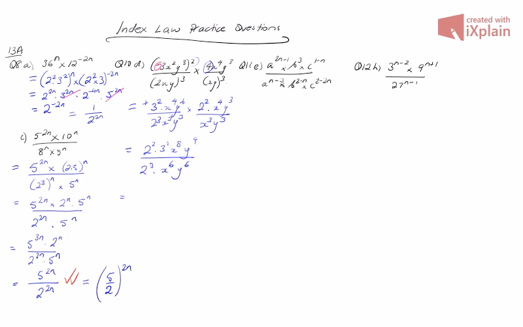Okay, now we just cancel everything out. So let's have a look at those 2's. We've got a 2 to the 2 and a 2 to the 3. So we've got 2 to the 1 on the bottom, 3 squared on the top, x squared on the top, and y to the 3 on the top.